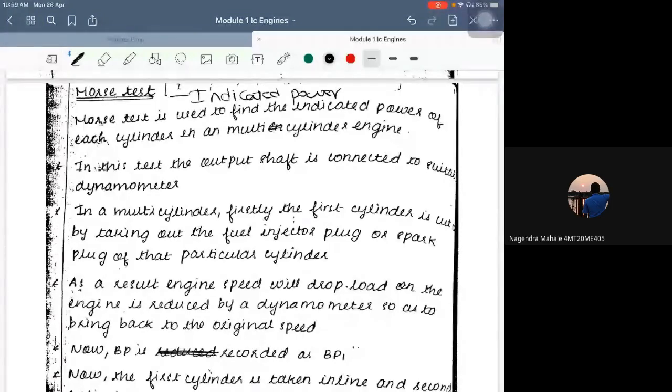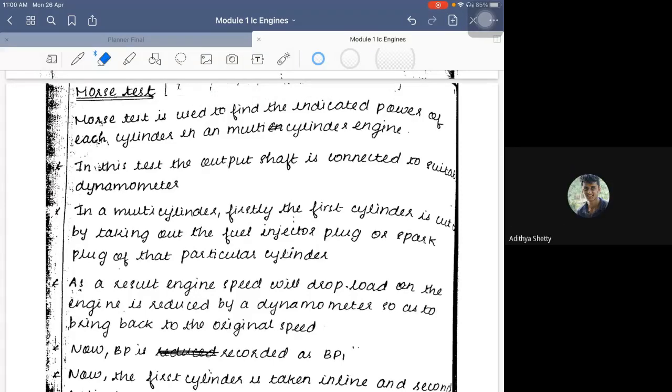Now, what was I telling? So what is a motoring test? In the Williams-Lines method and in the motoring test, which particular parameter did you find out? Frictional power. So in the Morse test, which particular parameter are we going to find? Indicated power. In the Morse test, you are going to find the indicated power.